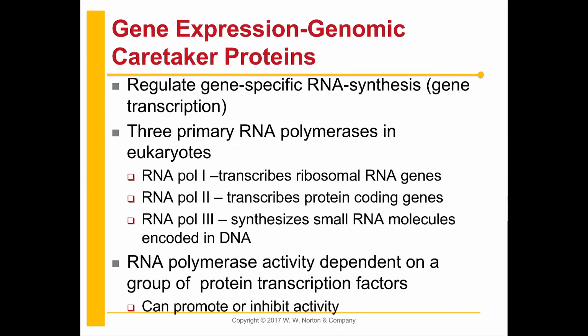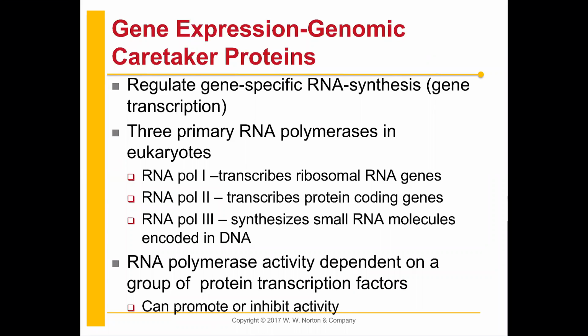There's DNA repair and things like that, but there's also gene expression. How do we get access to those genes that we want for this particular cell type? And so there are proteins that regulate gene-specific RNA synthesis. And whenever we say RNA synthesis, what do we really mean? We mean gene expression. So there are 3 primary RNA polymerases in eukaryotes, and each of them has a very specific function. RNA polymerase 1 is going to transcribe our ribosomal RNA genes to go make those ribosomes, right? To go make those proteins.